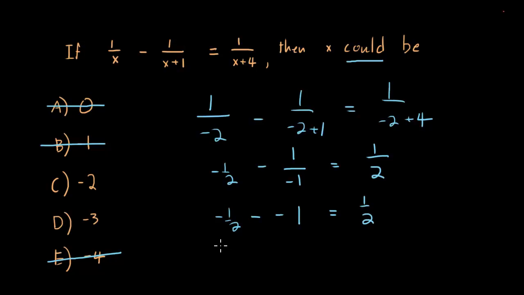And negative a half minus negative 1, that's the same as saying negative a half plus 1 equals a half. And negative a half plus 1, well, that is a half. A half equals a half. And that is true. A half does equal a half. So negative 2 is a possible value of x, and we click C.